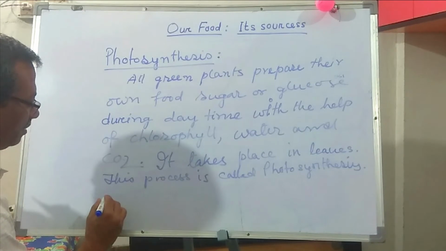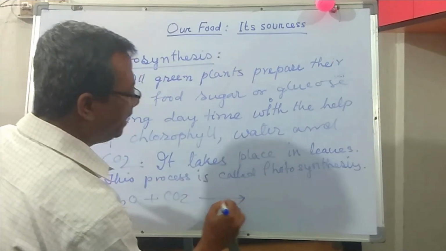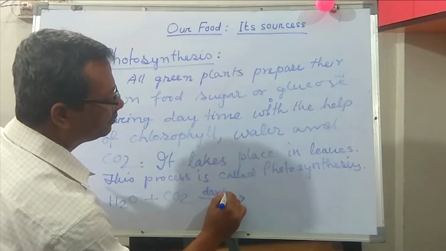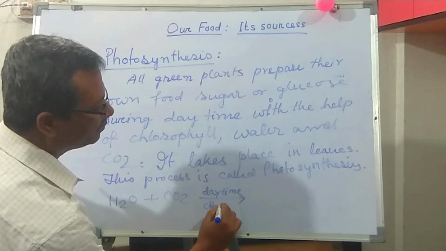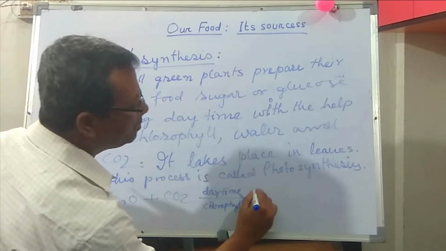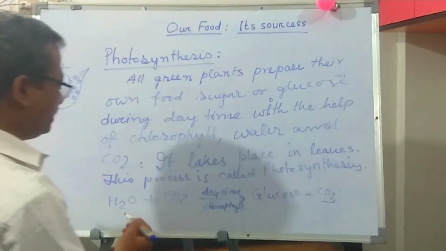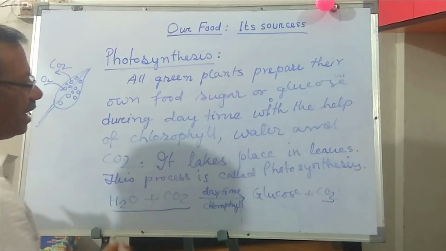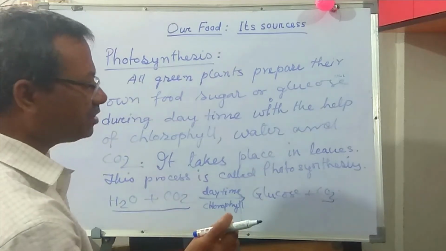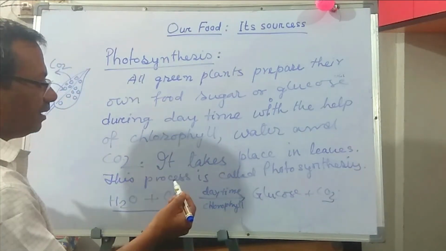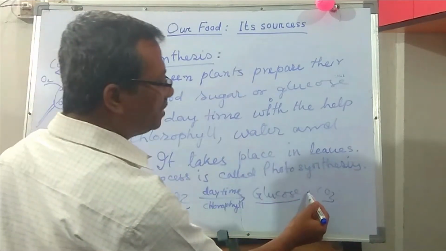In this process, what happens? Water plus carbon dioxide inside the leaf react during daytime, that means in the presence of sunlight and chlorophyll, and produce glucose, that means sugar, plus oxygen. This process is called photosynthesis. In this process, water and carbon dioxide are collected by the plants, and during daytime inside the leaf or green parts of the plants which contain chlorophyll, a reaction takes place and glucose or sugar is prepared and oxygen is produced.